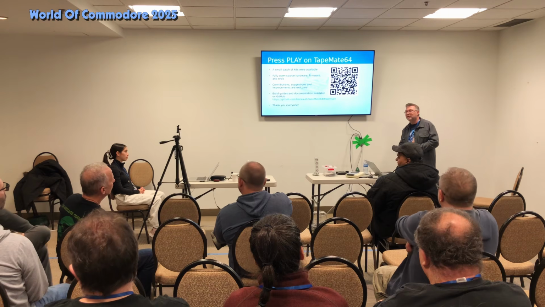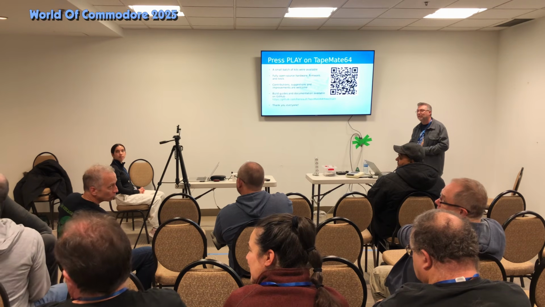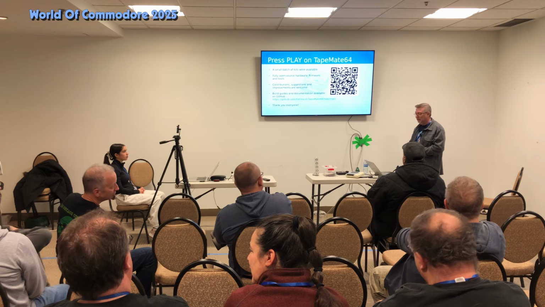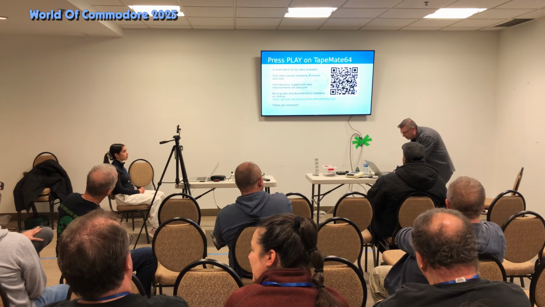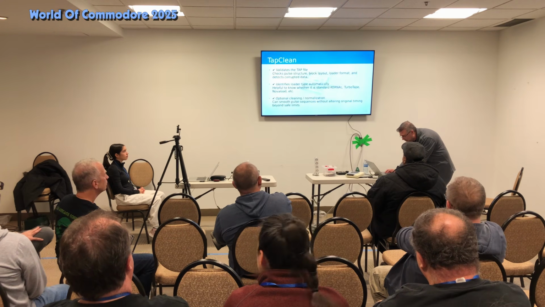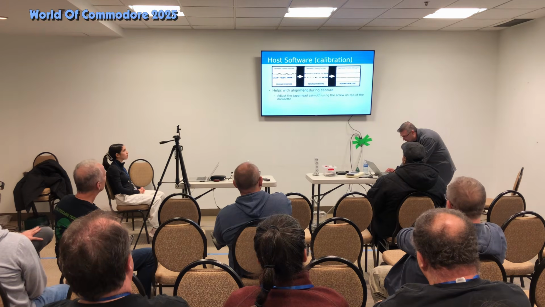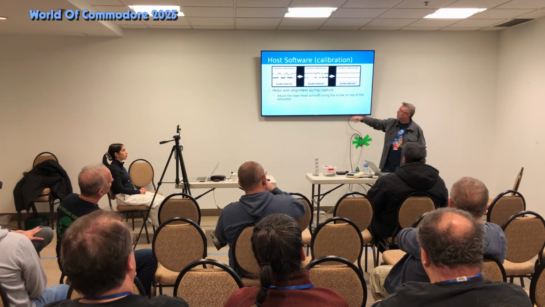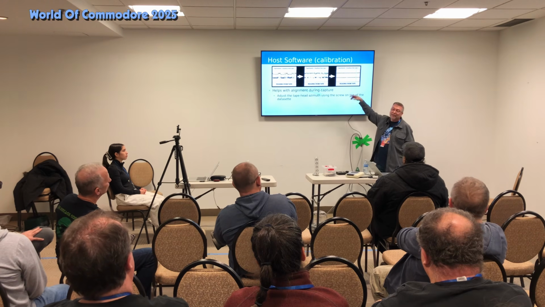I'm not sure if I missed this, but did you say that within your software you have the ability to adjust the azimuth? Like it has that built into it? Yeah, I can show it back to you. Here, during the capture, if you use a long tape, like I was showing in the demo, if you see something like on the left, that's not good. While it's capturing, you can adjust the screw on the top of the dataset to try to converge to something like this.